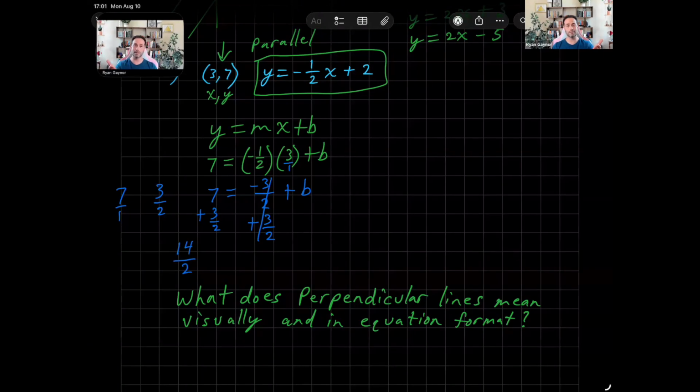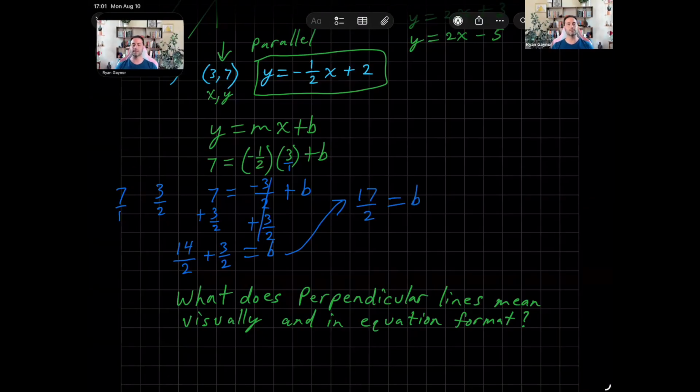Well, what is 14 divided by 2? That's 7. Remember, all fractions are division problems. So 14 divided by 2 is still 7, so I did not change the value. And then we have the plus 3 over 2, and that's going to equal our b. So let's finish it over here. We have 17 over 2 is equal to b.